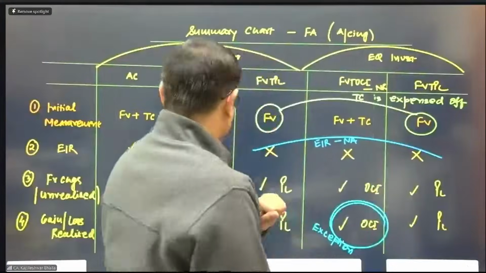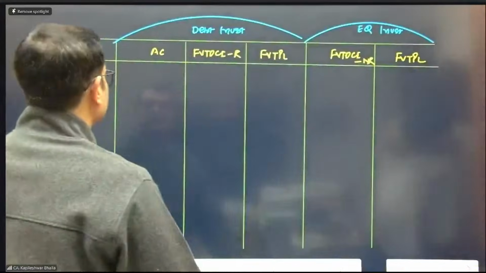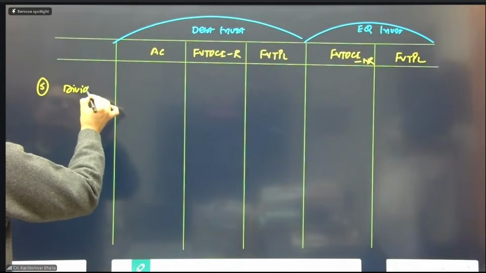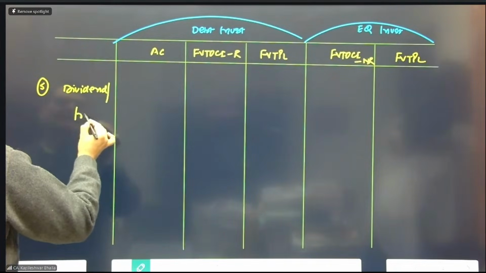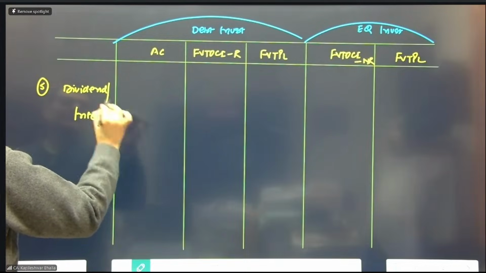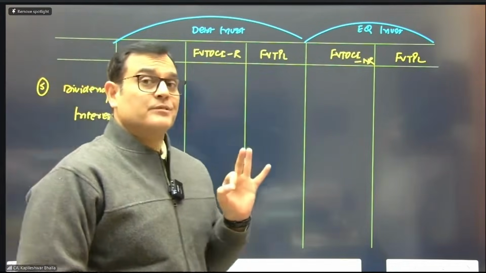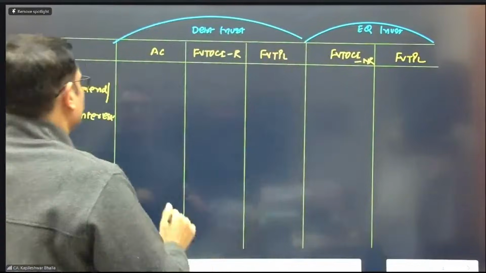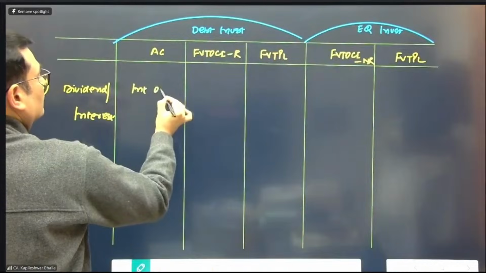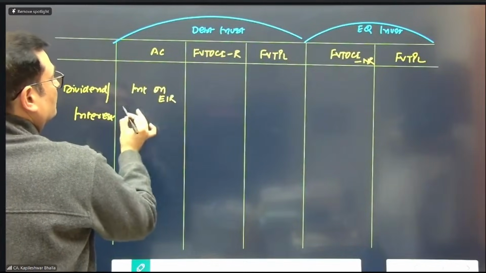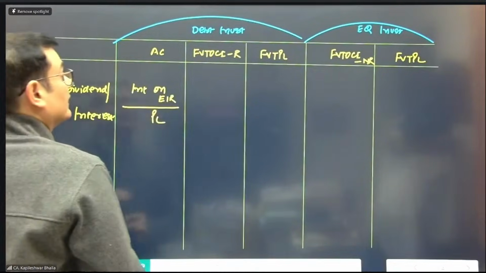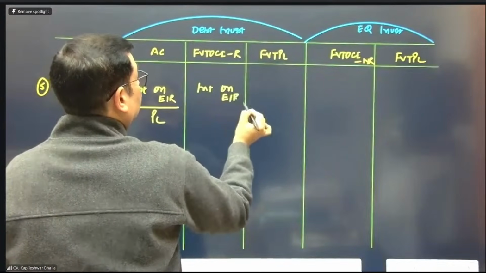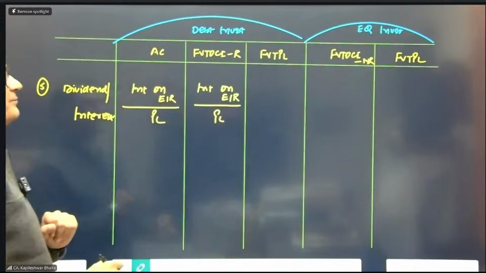Okay, now the next point is the point number 5. Now, in the point number 5, what I'm looking at is the dividends or the interest, as the case may be, which you are getting. So can I say, in terms of AC, you're going to get interest on EIR. So in this case, you're going to get the interest on EIR, and that's going to be taken in the profit and loss. In OCI, you're going to get the interest on EIR, and that's also going to be taken in the profit and loss.